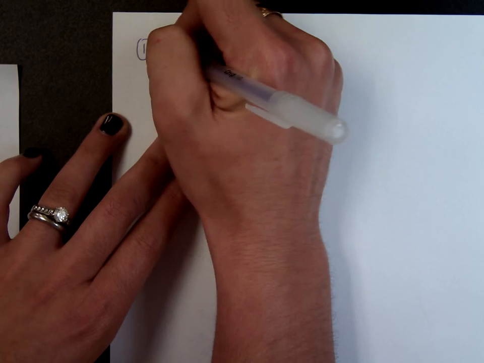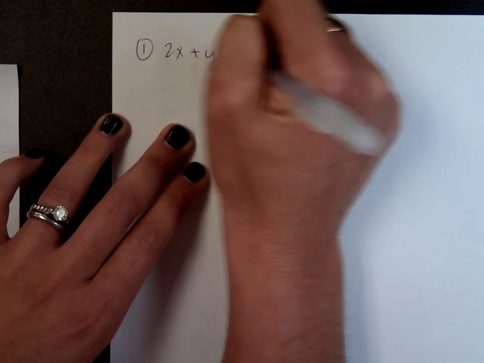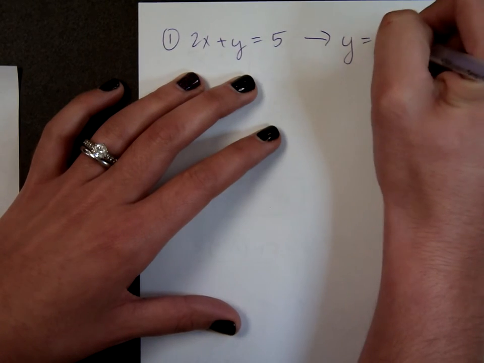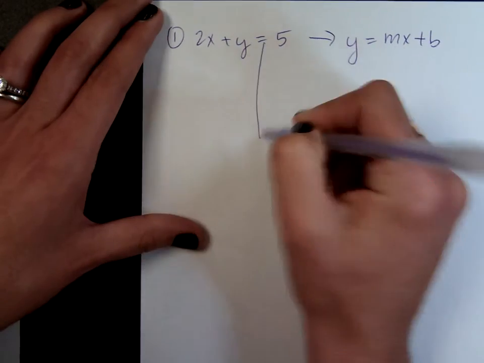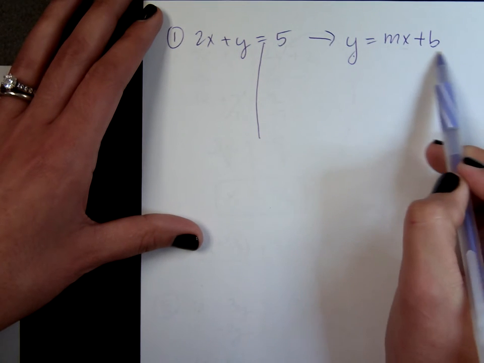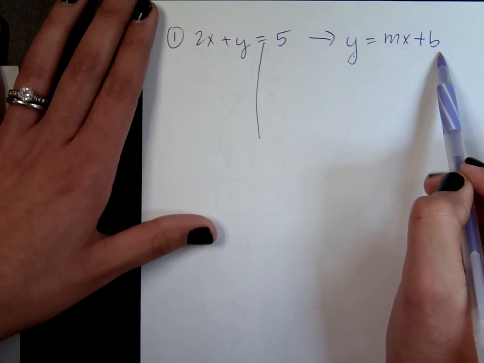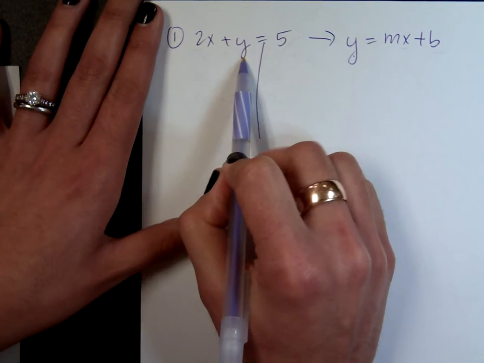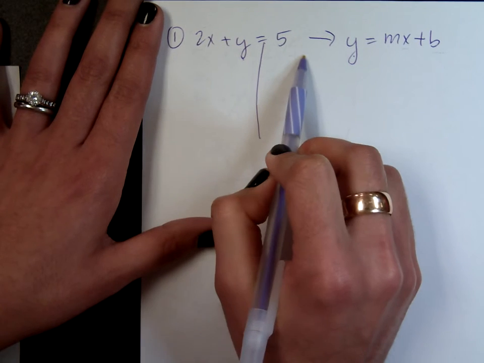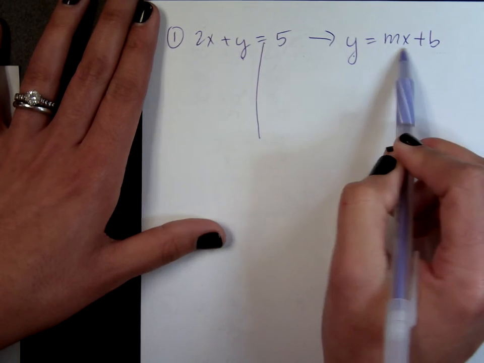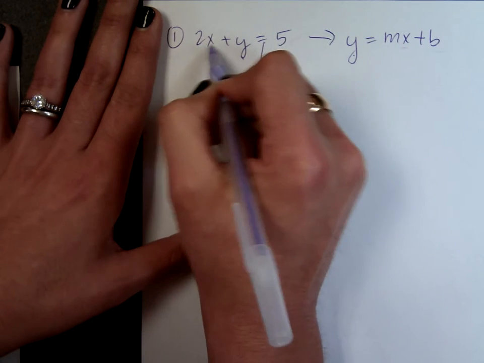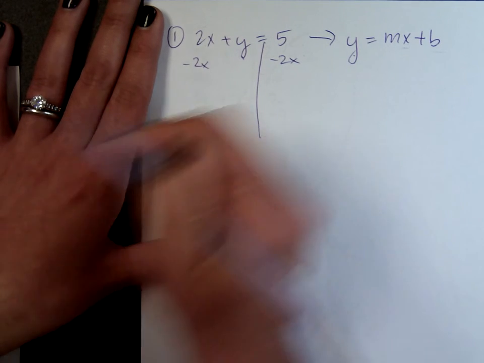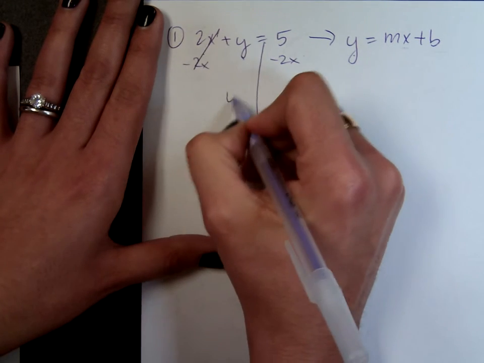Okay, so number 1 says 2x plus y equals 5. I want to put this in y equals mx plus b. So y has to be on the left, and then the x and the y-intercept have to be on the right. Right now my y is already on the left side, so it's fine. But my 2x needs to go over to the right side to be my mx. So in order to move that positive 2x, I'm going to subtract 2x from both sides. Over here it cancels. I bring down my positive y.